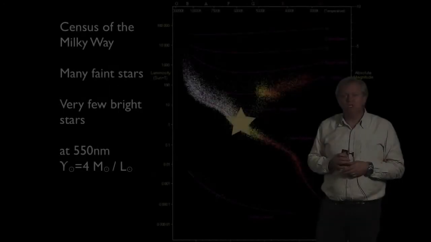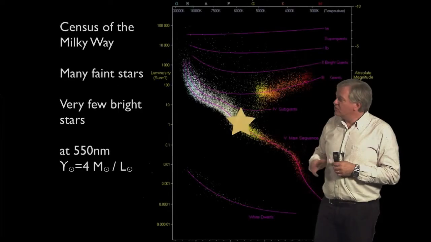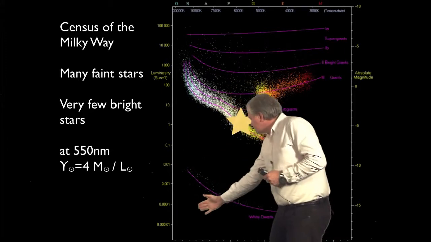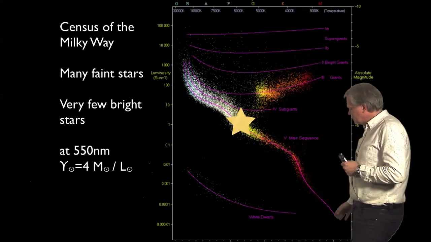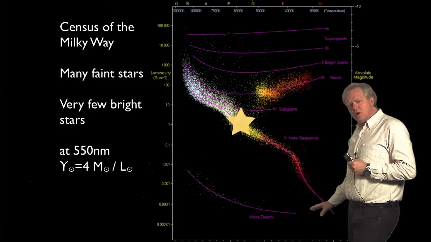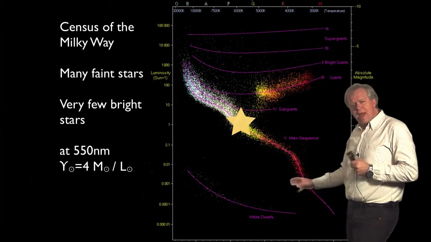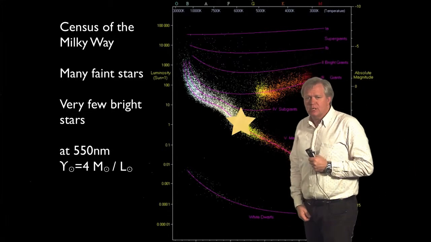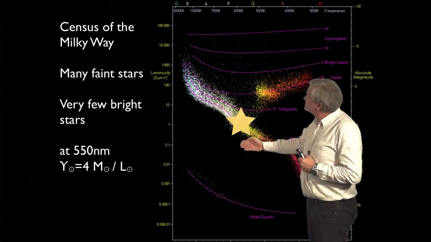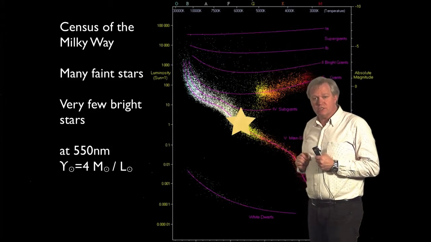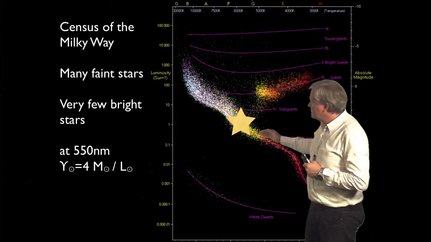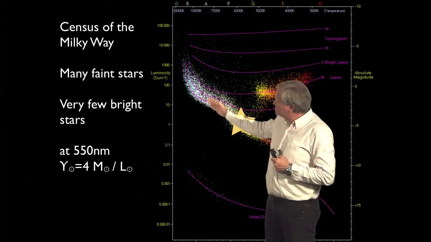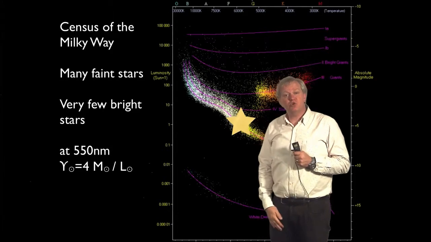So what do we see when we look at our own Milky Way? This diagram plots how bright stars are versus their temperature. And it turns out you can also, with this, measure the mass of a star. So this is known as a Hertzsprung-Russell diagram. And you can see our sun has a temperature of about 5,800 degrees, weighs 1 solar mass, and is 1 solar luminosity.